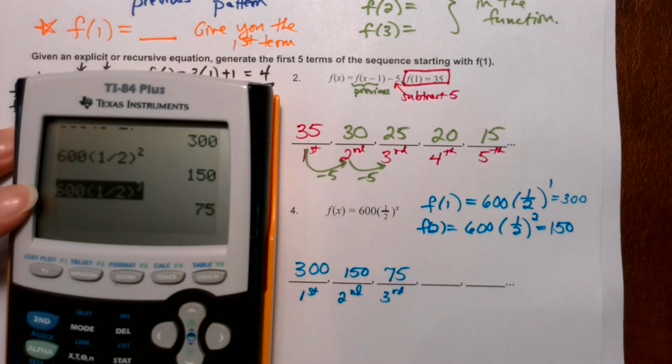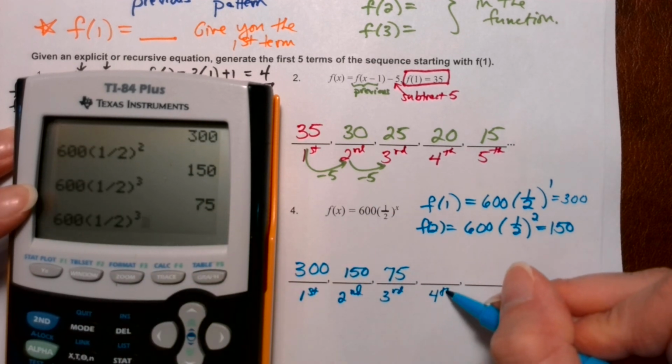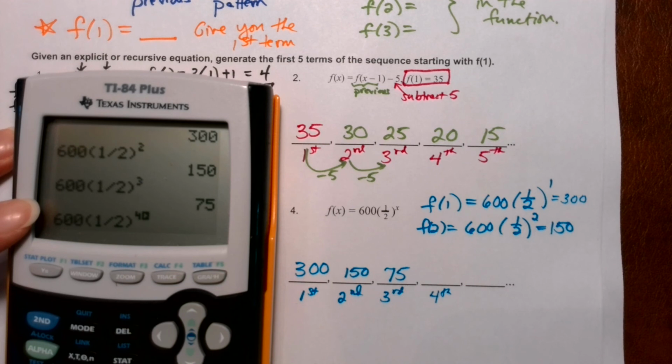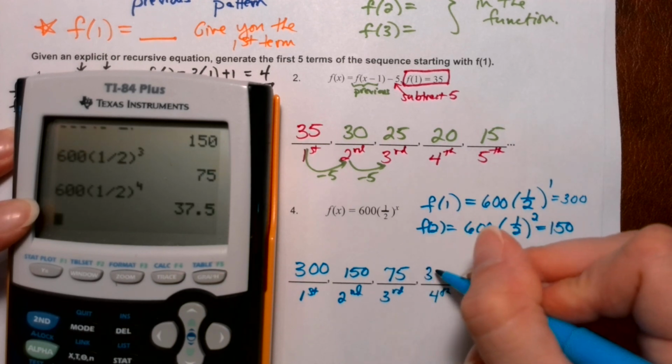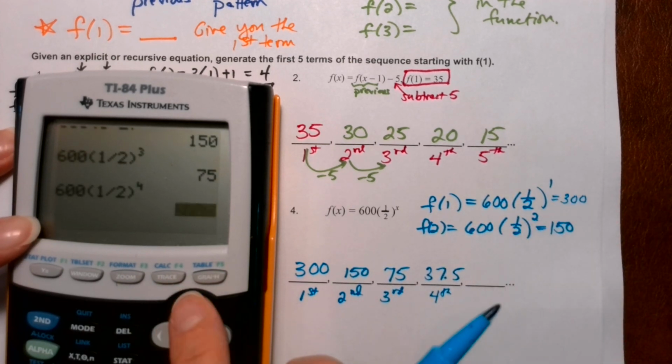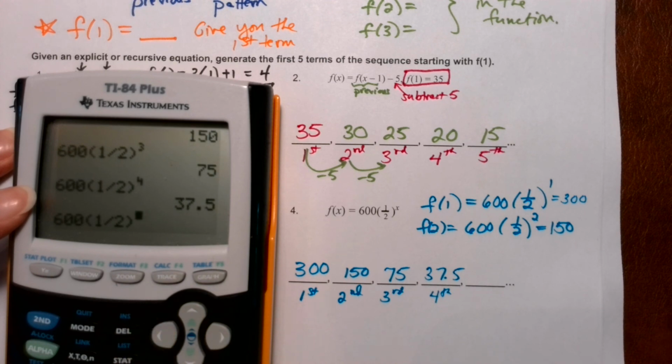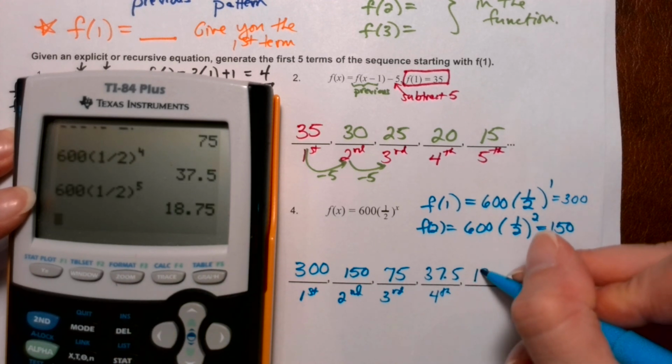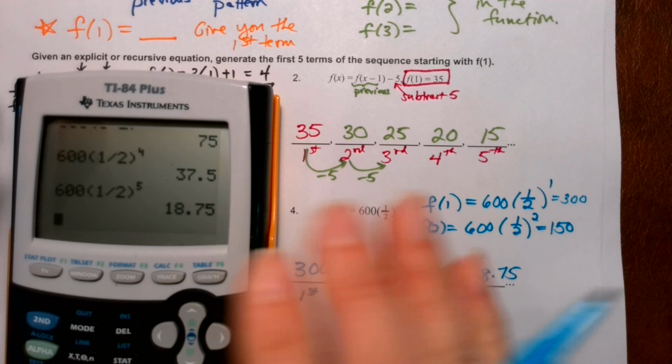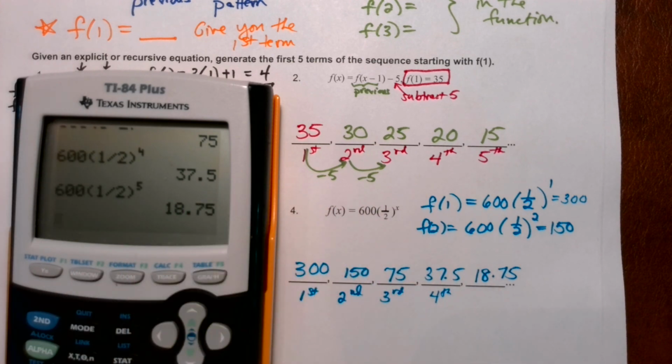Well, this is going fast. Go up and grab your last answer. To find the fourth term, let's plug in a 4, and we get 37.5. Go up here, change your 4 to a 5, 18.75. I hope that this typing makes things go nice and fast for you.